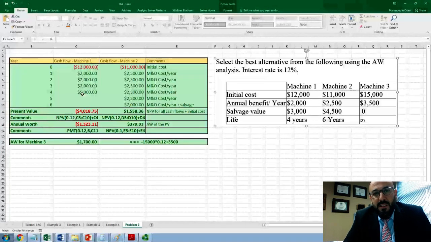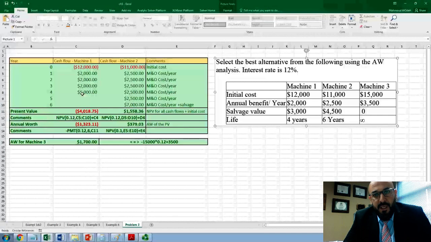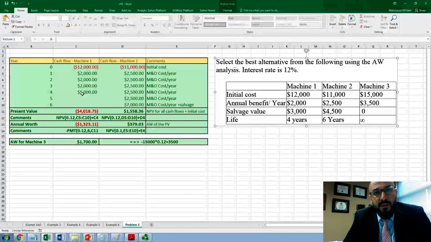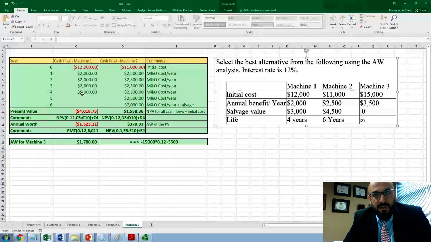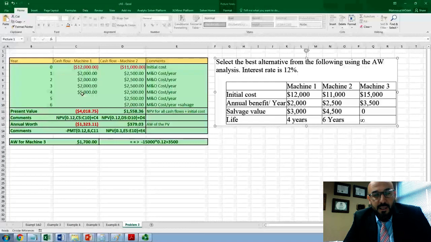Machine 1 has an initial cost of $12,000, machine 2 $11,000, machine 3 $15,000. Annual benefit per year is $2,000 for machine 1, $2,500 for machine 2, and $3,500 for machine 3. Salvage value is $3,000 for machine 1, $4,500 for machine 2, and 0 for machine 3. Lifetime for machine 1 is 4 years, machine 2 6 years, and machine 3 infinite lifetime.